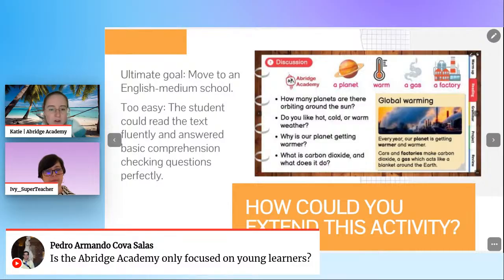Pedro was asking, is Abridge Academy only focused on young learners? So the core curriculum of Abridge Academy is more aimed at young learners, like beginners English in terms of the core curriculum, but there's also all of the expansion courses, what we've been focusing a lot on in today's session, which is suitable for teens, for example, debating lessons, the science lessons, writing lessons. The English news lessons, a lot of those are aimed at teenagers, I would say.